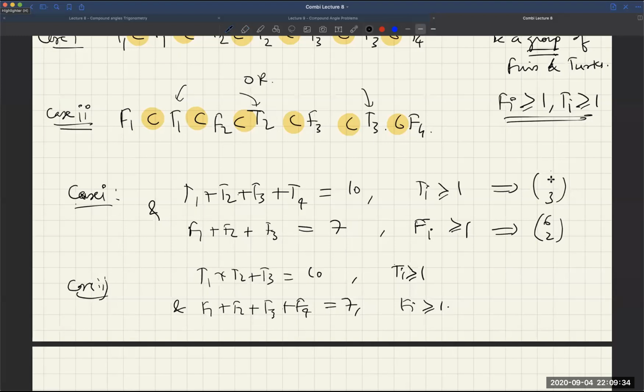ये समझ में आ रहा है सबको या नहीं? Yes, sir. ओके, इसका क्या होगा? 3 दे दिए तो 7 हो गया, 7 plus 2 that is 9 choose 2 इसका आएगा. And what about this one? 4 दे दिया, 3 होगा, तो 3 plus 3, 6 choose 3 आएगा. I hope this is very clear guys.